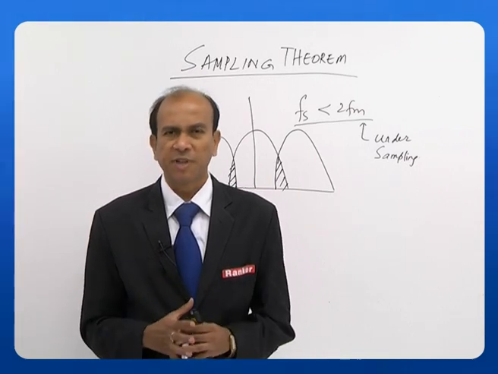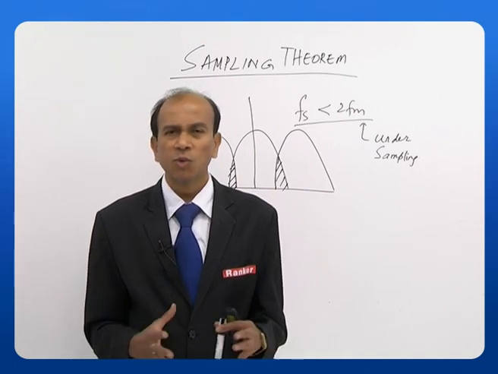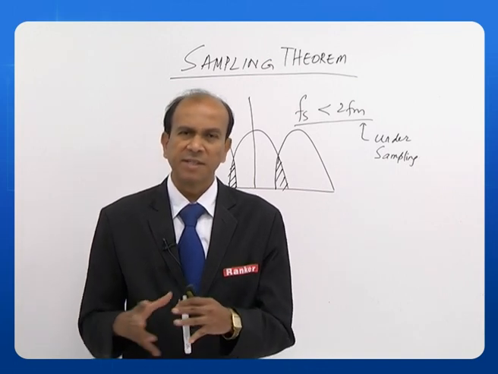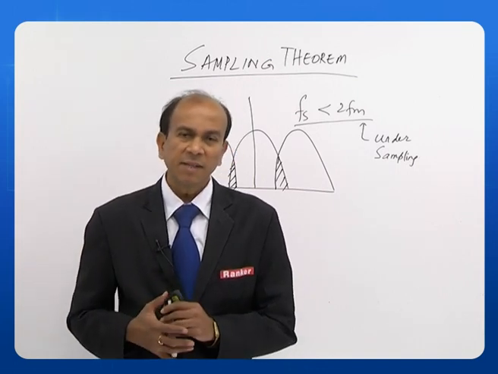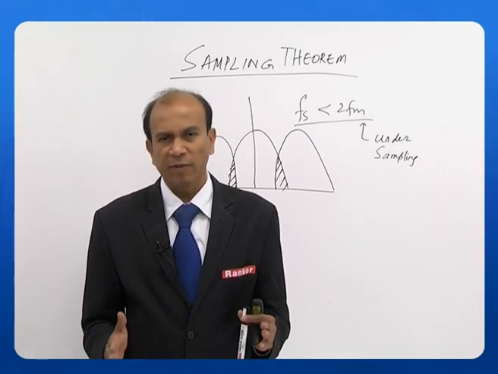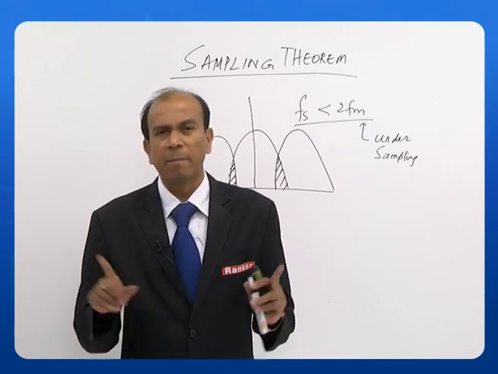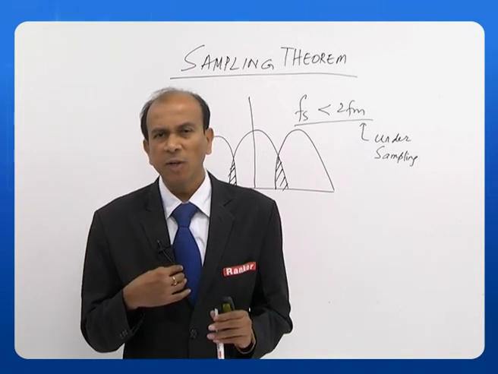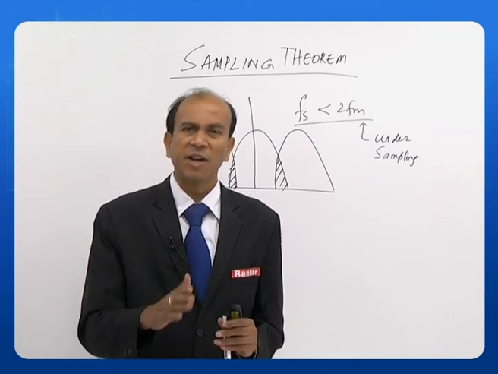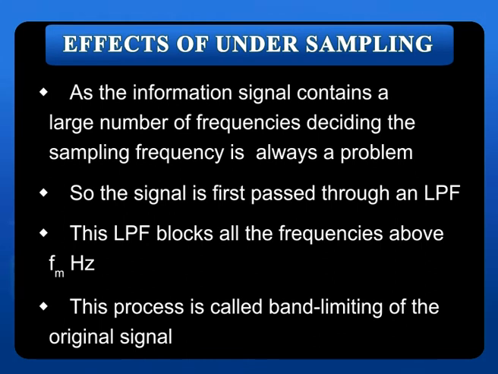So, what is the process done? Whenever you have such a signal having a huge number of frequencies, we pass it through a low pass filter having a certain frequency FM. That means, even though the original signal has a large number of frequency components, we are limiting the number of frequency components which we are passing. This is called band limiting. The band we are limiting to is decided by the low pass filter, whose cutoff frequency we are assuming to be equal to FM. This process is called band limiting.